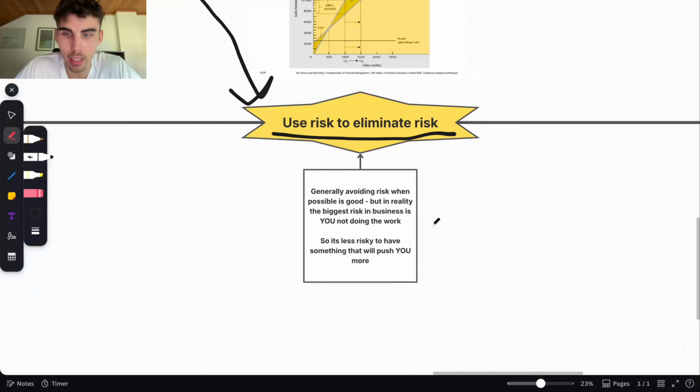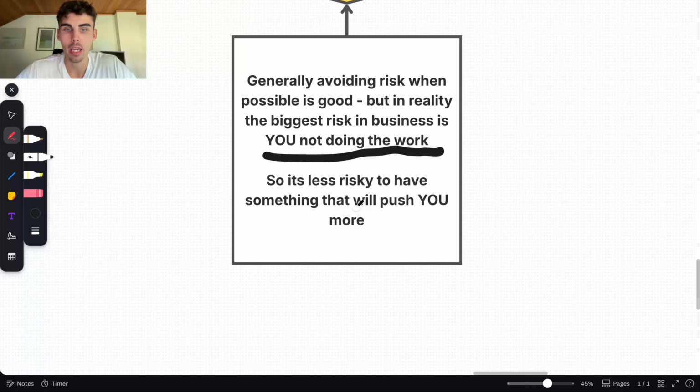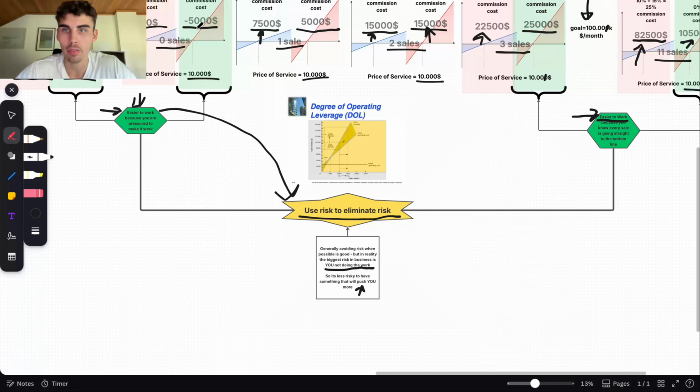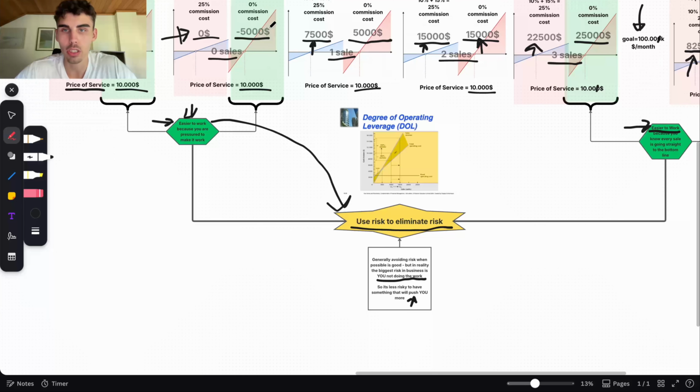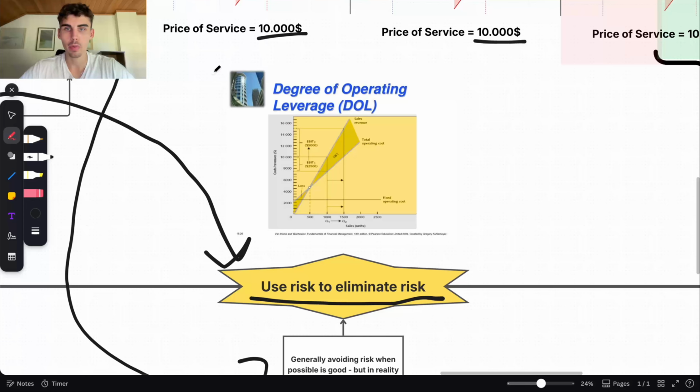But in reality, in your business, in an online coaching business, the biggest risk you have is you not doing the work. So it is less risky to have something that's going to push you to do more. So it's less risky to have this $5,000 a month hanging over your head that's going to make you lose money. So it actually forces you to do the work. So that's it. That is how we debunk the degree of operating leverage in economics.